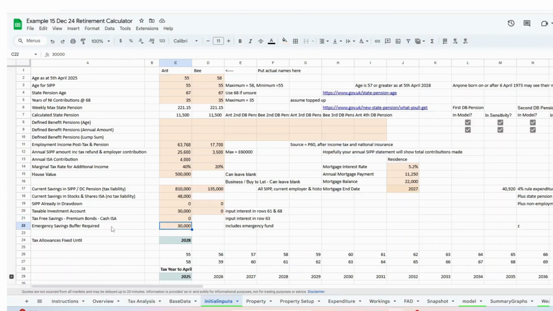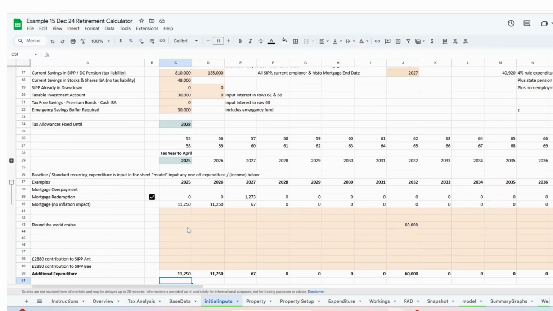And then their required emergency savings buffer, which in this case is the same number as what's in their taxable investment account. So that is their buffer, and that's fine. And then next down here, we've got any goals that they have in later life, and their one main goal is around the world cruise in 2032.